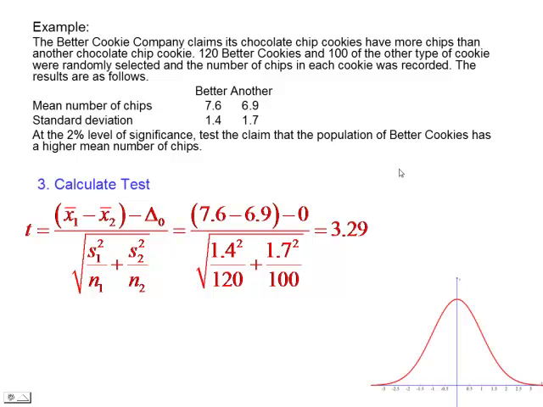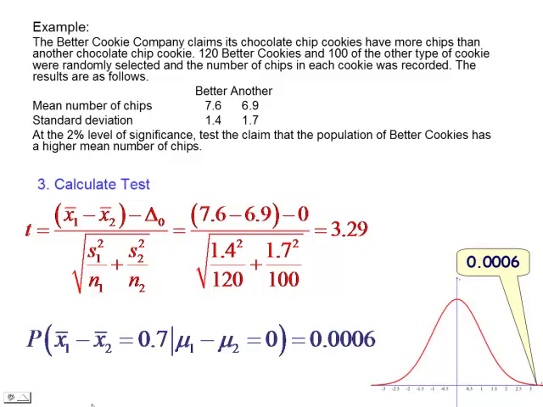Drawing our normal curve and shading to the right of 3.29, we get a p-value of 0.0006. So, the probability that the difference between the sample means is 0.7, given that there is no difference in the population means, is 0.0006.